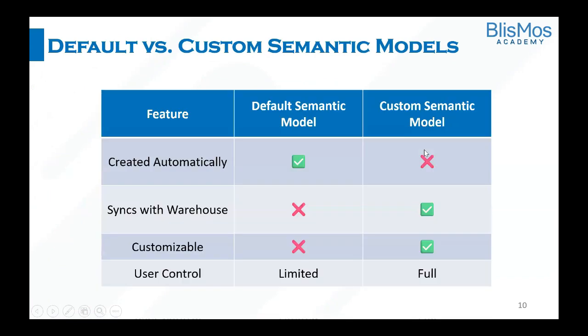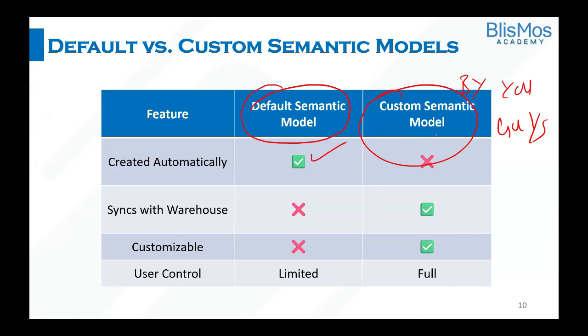So how are they different? Now we are talking about a default semantic model, and we are talking about a custom semantic model. Custom semantic model is something which is created by you guys. Whenever the data warehouse is created, the default semantic model is created automatically, but not the custom semantic model. You have to create it. That is the reason it is called custom.